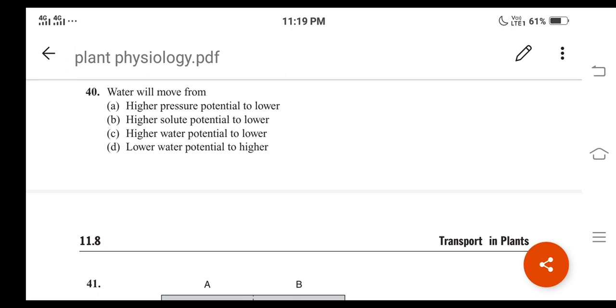Okay, and according to the question, option C is the correct answer. Water will move from higher water potential to lower. Higher water potential means the water molecules will be more here. It shows the higher water potential, right? So for question number 40, option C is the correct answer.